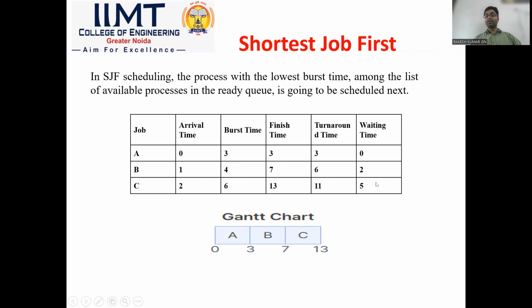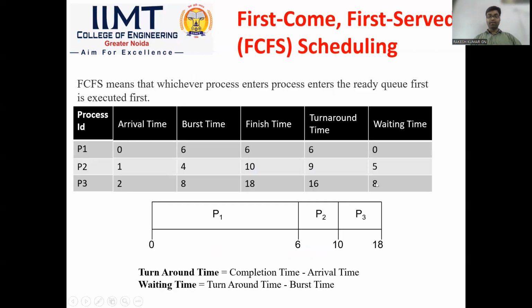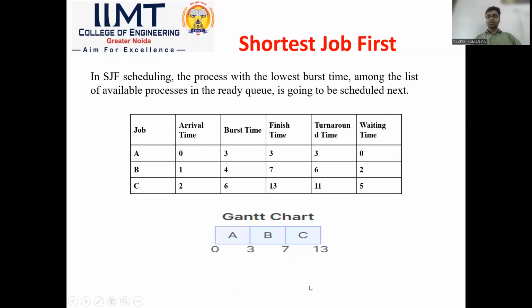Now, what about the waiting time? As I have told you, the waiting time is turnaround time minus burst time. So we will repeat the same thing here. Turnaround time minus burst time: 3 minus 3 is 0, for process B, 6 minus 4 is 2, and for C, 11 minus 6 is 5. So this is all about shortest job first, and once again, this is a non-preemptive algorithm.